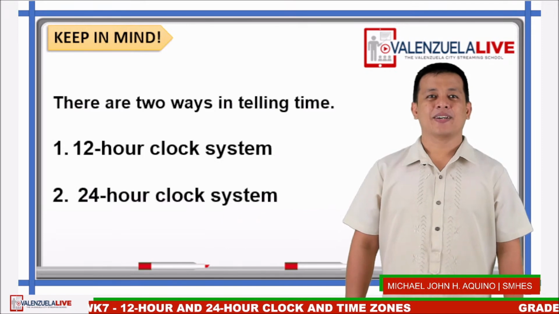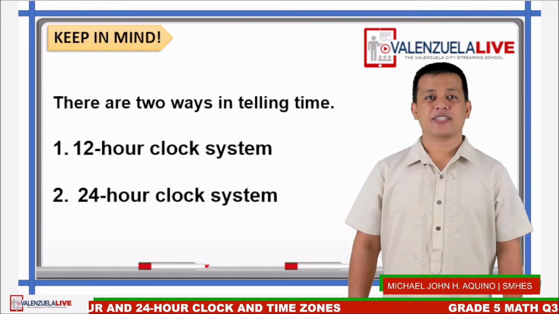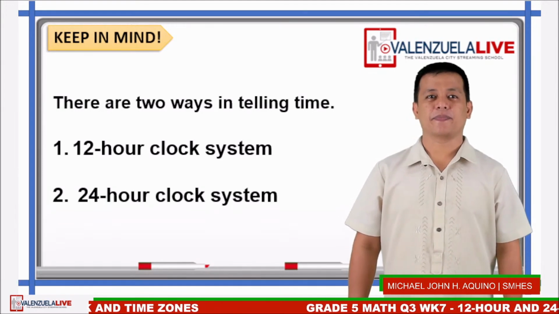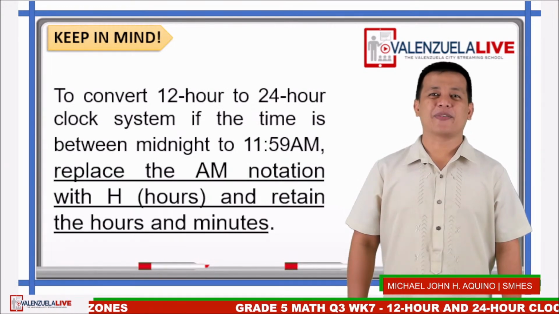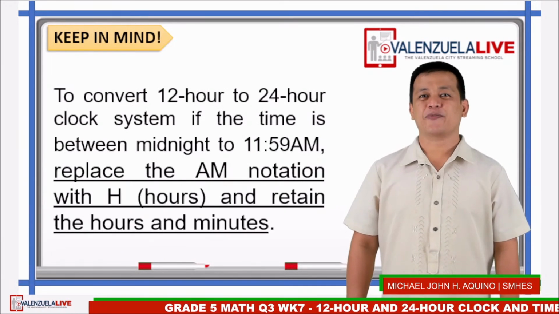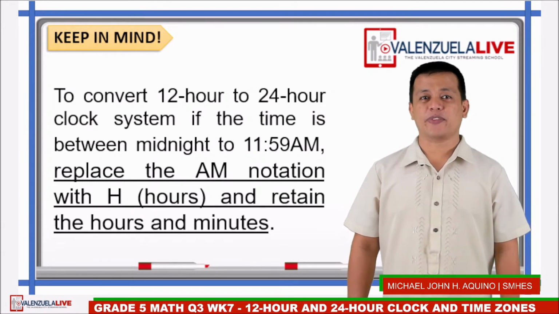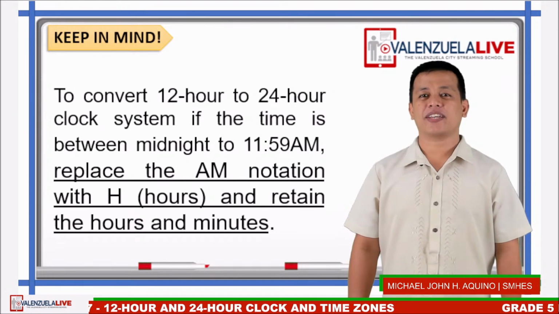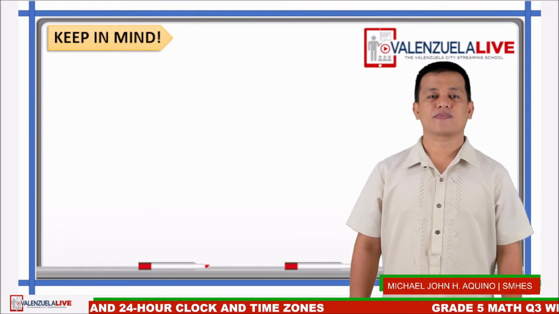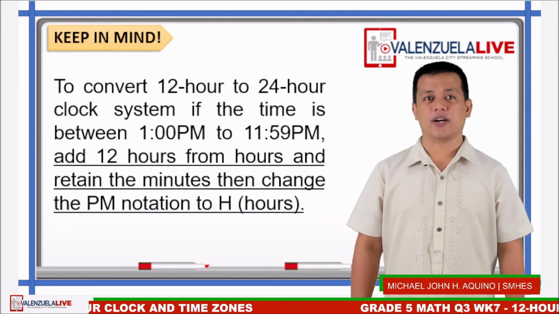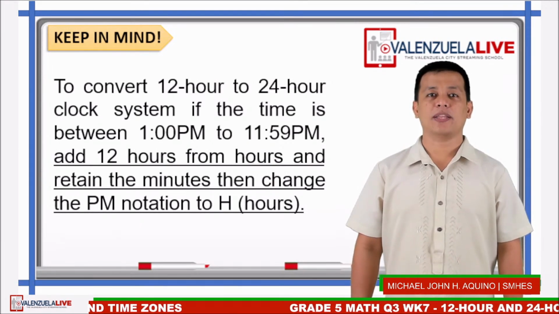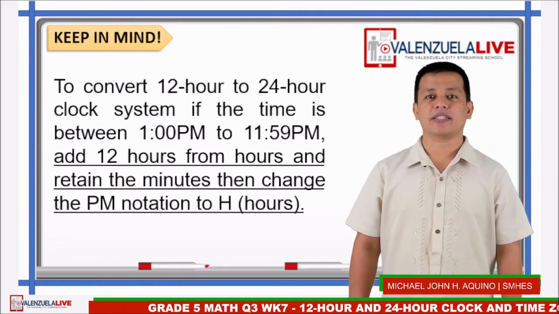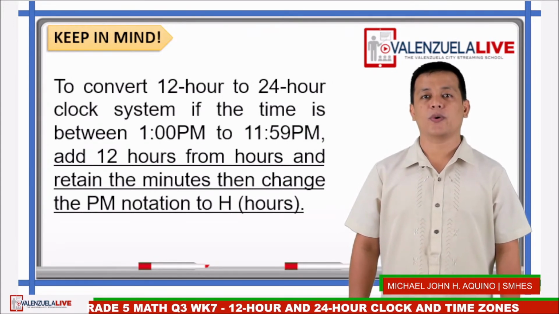Keep in mind, there are two ways of telling time. First, using the 12-hour clock system. Second, using the 24-hour clock system. To convert 12-hour clock to 24-hour clock system, if the time is between 12 midnight to 11:59 a.m., replace the a.m. notation with H, which means hours, and retain the hours and minutes. If the time is between 1 p.m. to 11:59 p.m., add 12 hours to the hours and retain the minutes, then change the p.m. notation to H or hours.